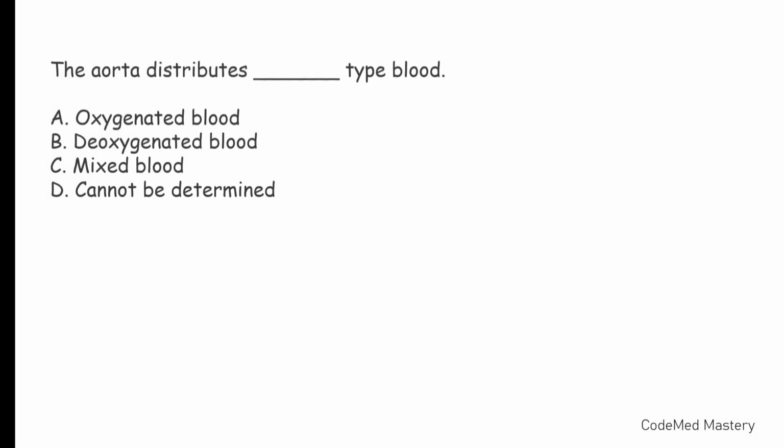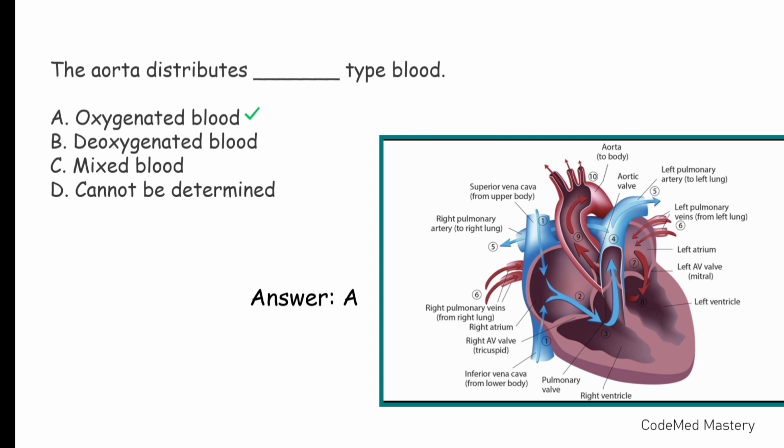Next question. The aorta distributes what type of blood? Option A, oxygenated. Option B, deoxygenated. Option C, mixed blood. Option D, cannot be determined. So what is the correct answer? The correct answer is option A, oxygenated blood. The aorta distributes oxygenated blood to all parts of body through the systemic circulation.